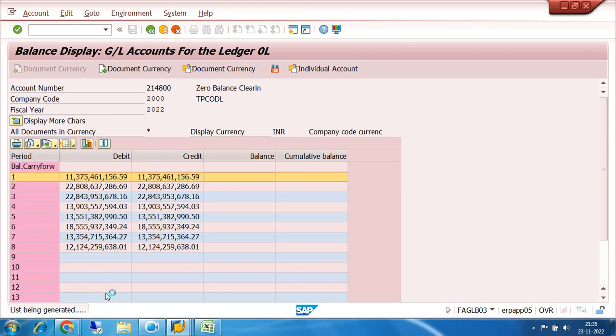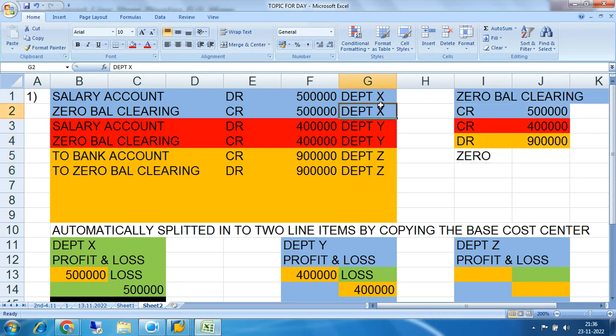The user has to just use a limited number of line items, but these zero balance clearing GL line items will be automatically created in the background. Without this, segment-wise balance sheet and segment-wise profit center reporting will not be possible. Profit center-wise balance sheet, profit center-wise profit and loss account, segment-wise balance sheet, and segment-wise profit and loss account are not at all possible without this zero balance clearing when there is a cross company code, cross profit center or cross cost center treatment.